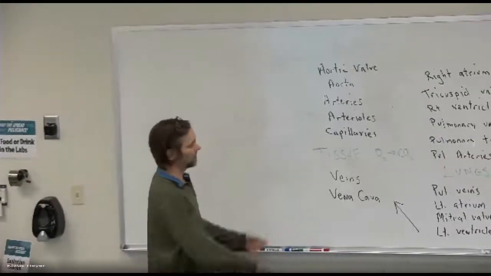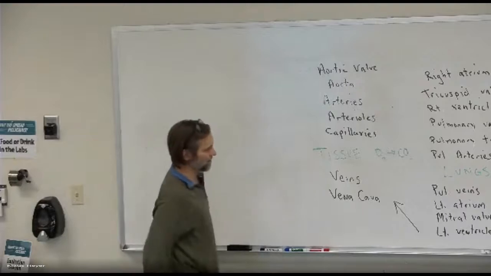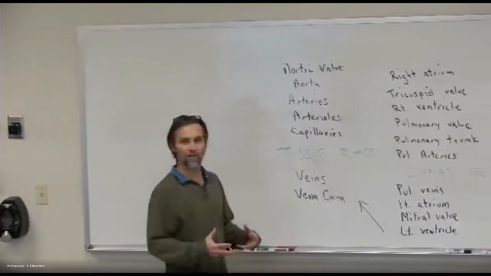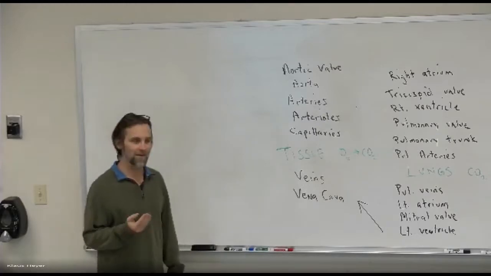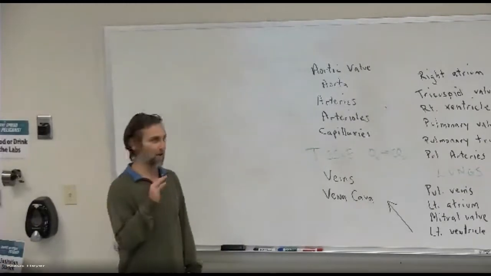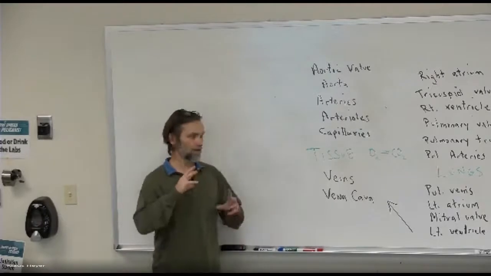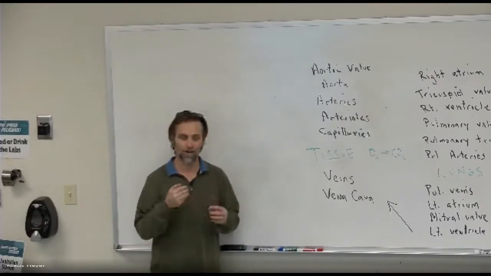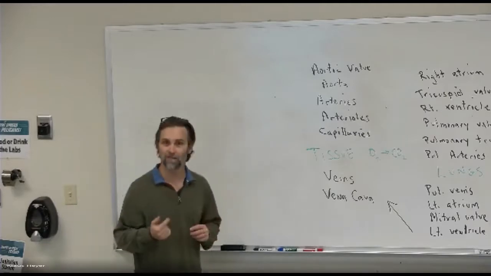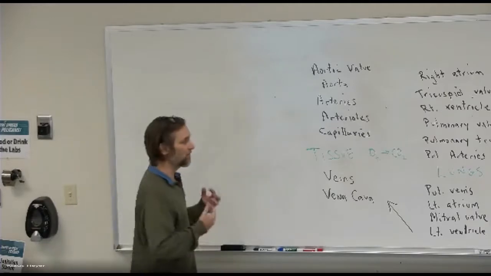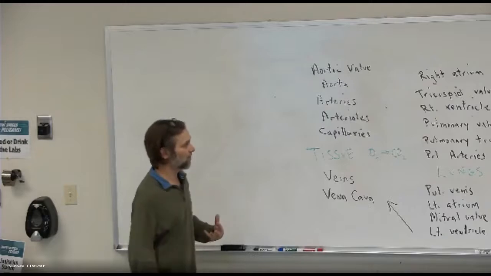So when you understand the heart, you can figure out the effects of things. Like they talk about DVTs, deep vein thrombosis. That means you've got a clot in your legs, right? You're sitting on the airplane and you get a clot in your legs, in the vein. So if we follow it, where is that clot going to go?